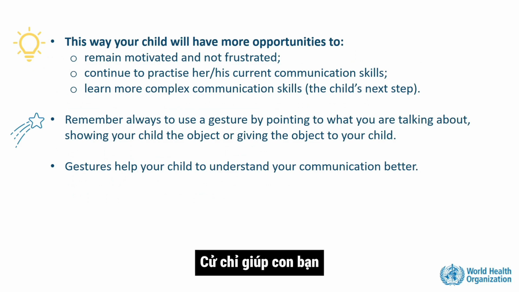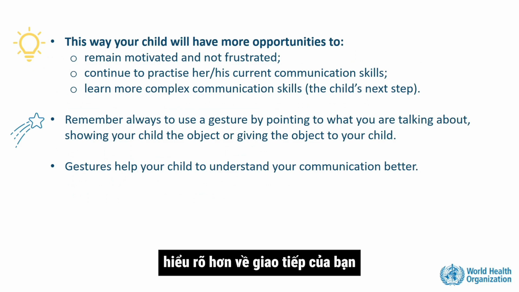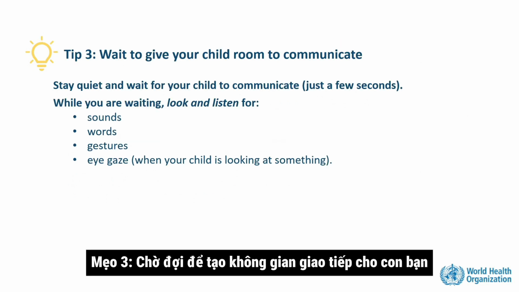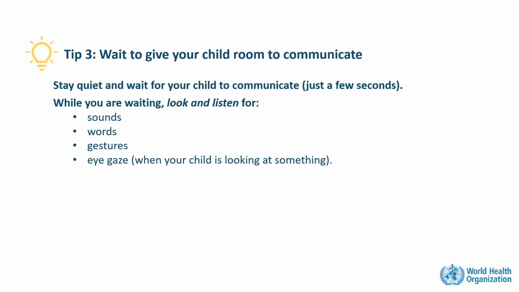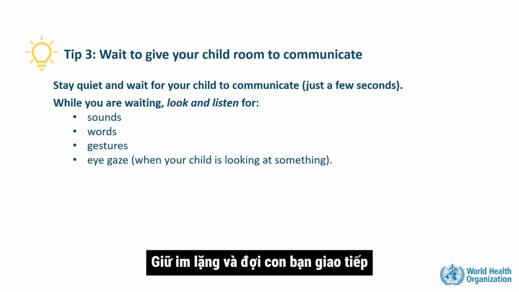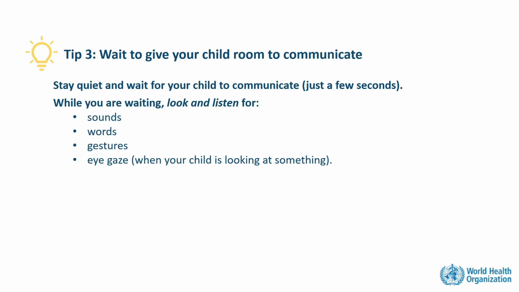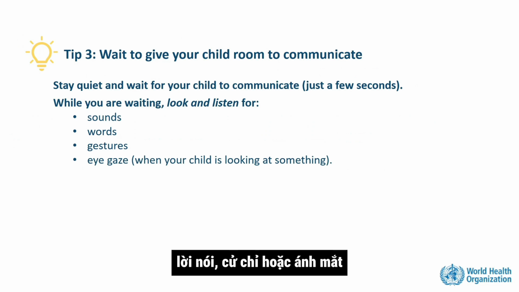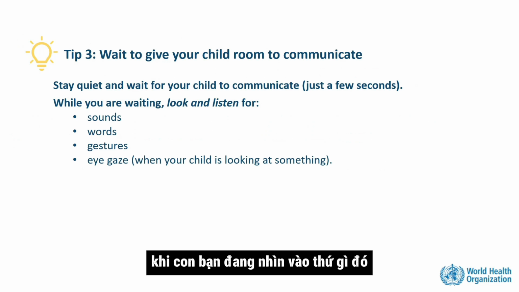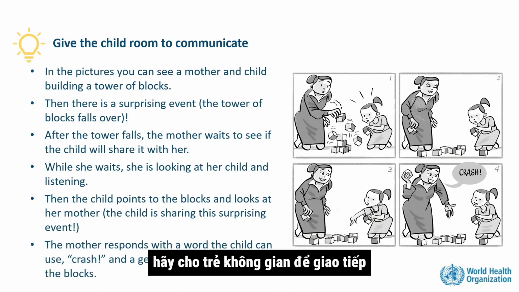Gestures help your child to understand your communication better. Tip 3. Wait to give your child room to communicate. Stay quiet and wait for your child to communicate, just a few seconds. While you are waiting, look and listen for sounds, words, gestures, or eye gaze when your child is looking at something. Give the child room to communicate.